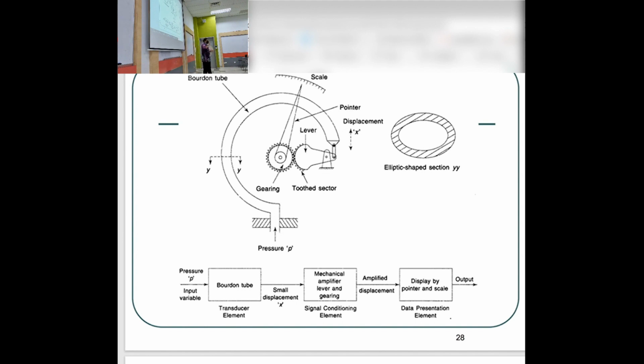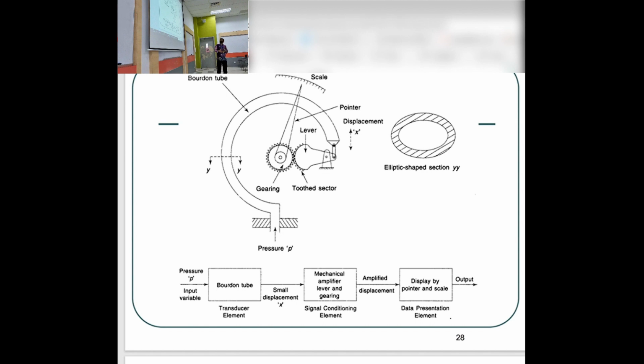But the problem is we sacrifice the resolution. It moves very quickly, so we might miss some small values. So we need to design properly, make sure that we know what we want and what we need, what we have as an input and what we want as an output.